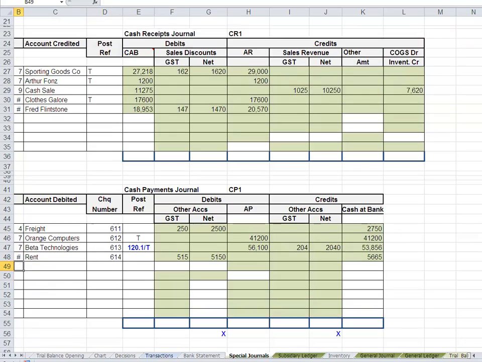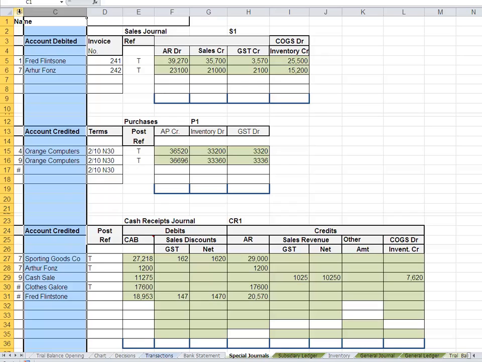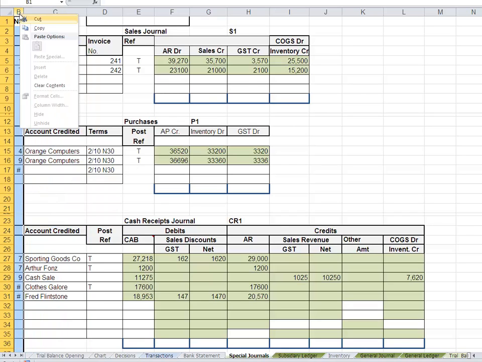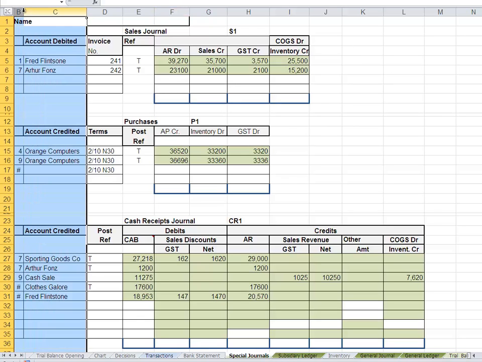Purchaser's journal. It's the 14th. Terms 2/10 net 30, they're the same. I'll just move this column, make this column a bit bigger. Maybe. No, we'll try something else. Let me not make the column a bit bigger.